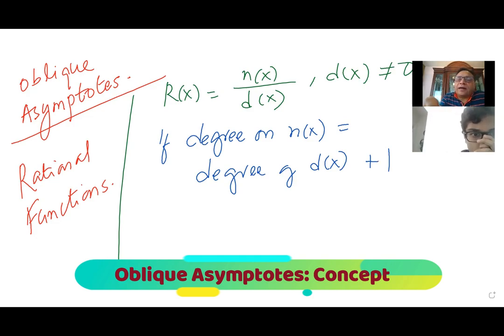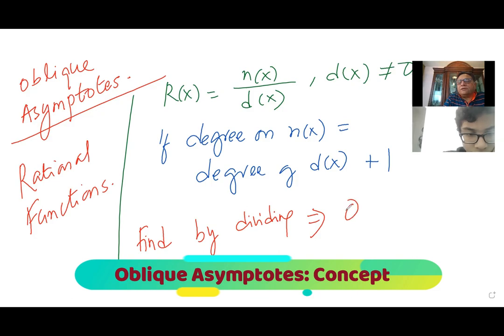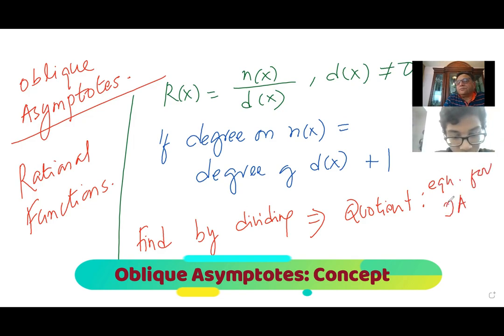And how do we find the oblique asymptote? Find by dividing. So you get the quotient, right? Which is the equation for the oblique asymptote. Is that clear to you? Let's take up an example and try to see how do we figure this out.